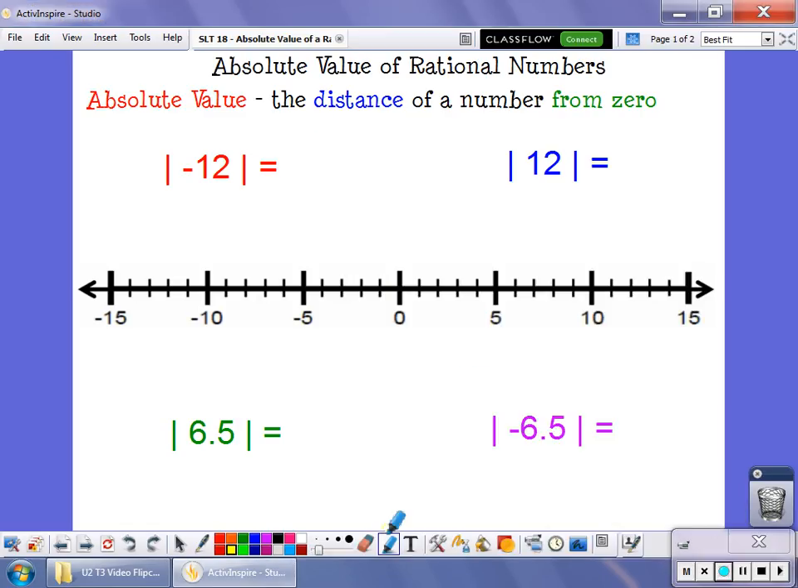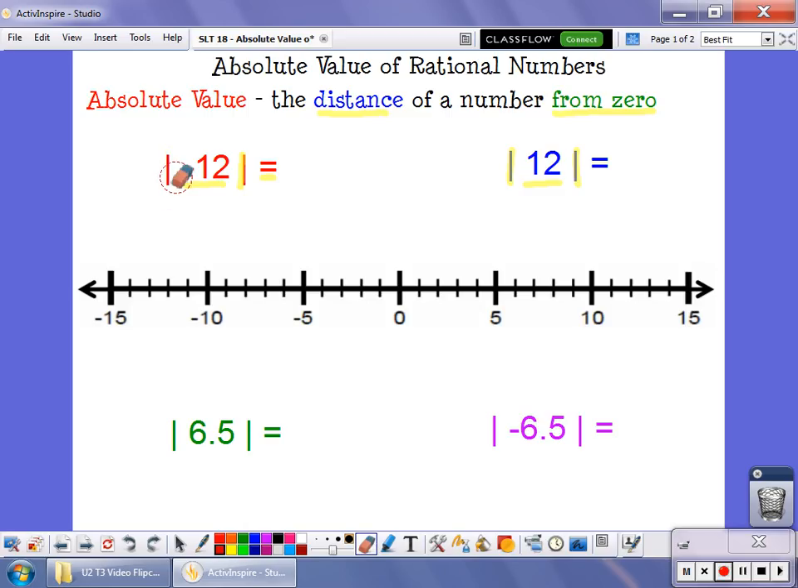Absolute value refers to a number's distance from 0. Okay, so let's take a look at this first problem. What this says is the absolute value of -12 equals something. And this one over here says the absolute value of +12 equals something. And what we need to do is figure out what these two absolute values equal.